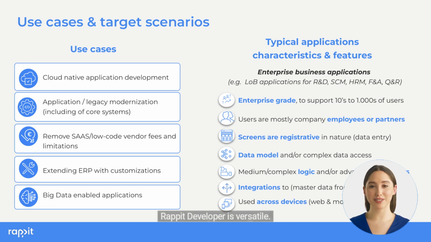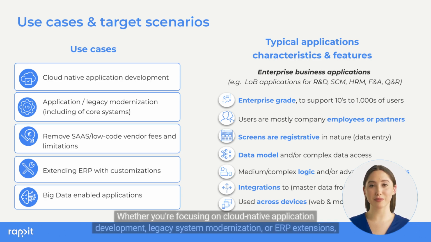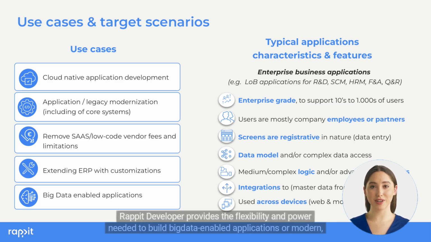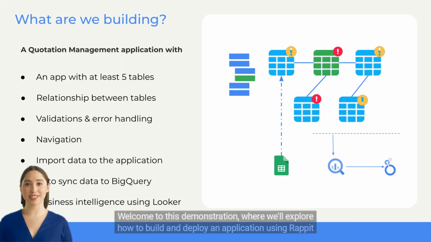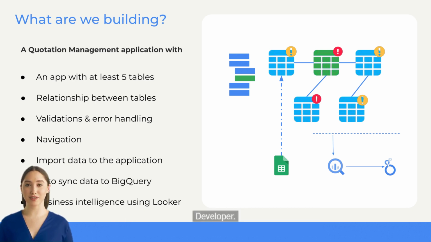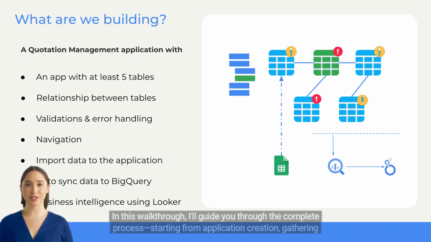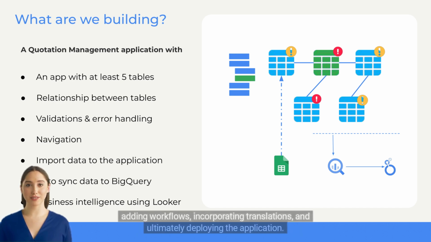Rappit Developer is versatile. Whether you're focusing on cloud-native application development, legacy system modernization, or ERP extensions, Rappit Developer provides the flexibility and power needed to build big data-enabled applications or modern, scalable solutions. Welcome to this demonstration, where we'll explore how to build and deploy an application using Rappit Developer. In this walkthrough, I'll guide you through the complete process, starting from application creation, gathering requirements, and designing a data model with validation and access control, to generating the user interface, adding workflows, incorporating translations, and ultimately deploying the application.